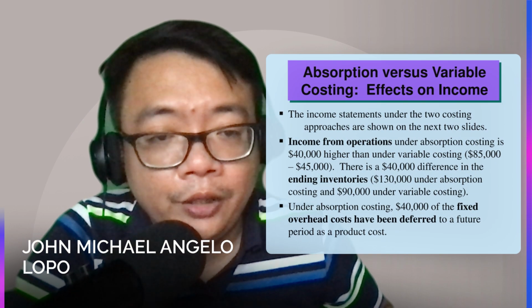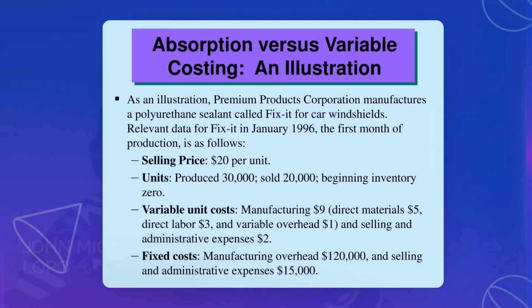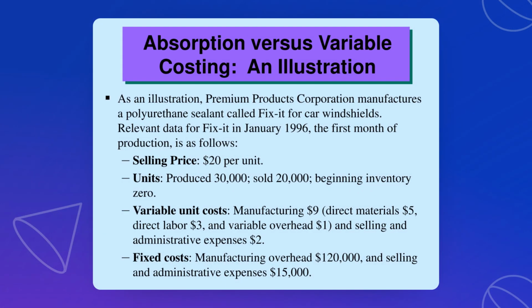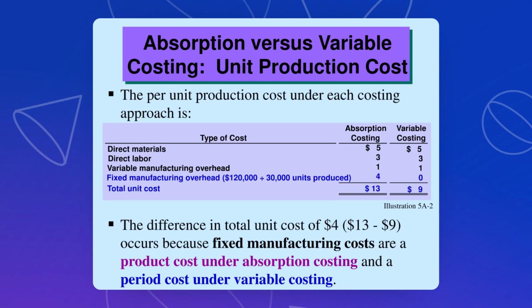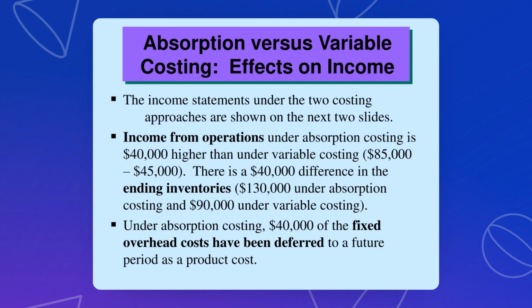Go back to this one. 4. How much would be the ending inventory? The ending inventory here is 30 minus 10. So 30 minus 10, 10. 10,000 times 4, because 4 is your fixed cost. So dapat the difference is 40,000. That's why here, under absorption costing, the difference is 40,000. Okay? Of the fixed overhead have been deferred to a future period as a product cost. But because of that, we will check first with the long cut. Ito ay ating shortcut. Okay.